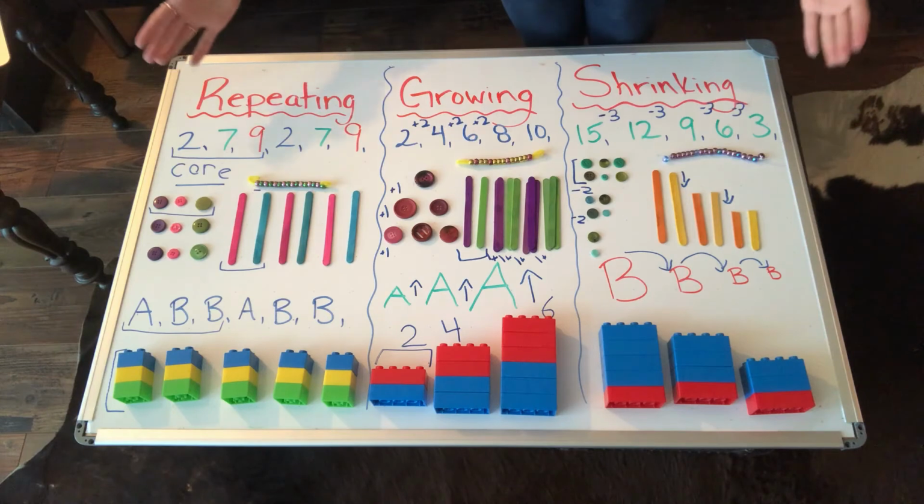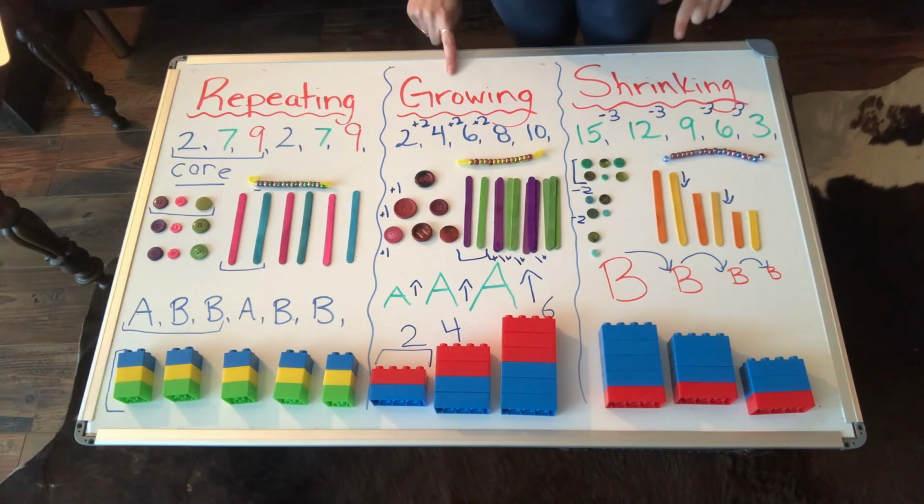So those are our 3 types of patterns: repeating, growing, and shrinking.